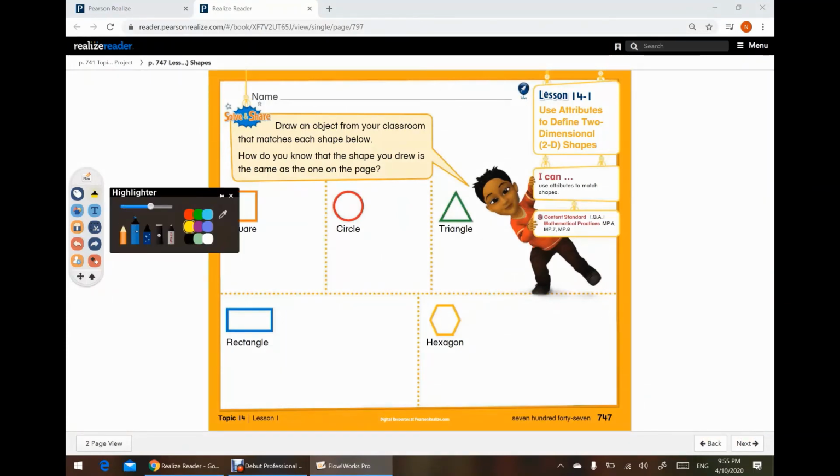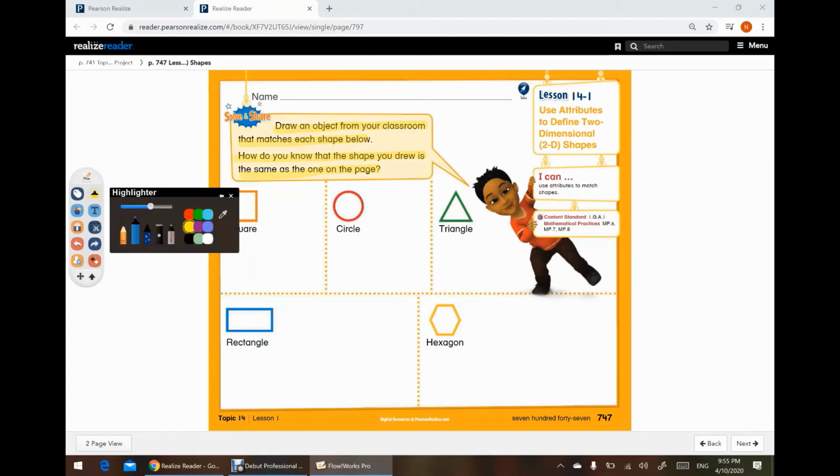Now, let's start. I will read. Draw an object from your classroom that matches each shape below. How do you know that the shape you drew is the same as the one on the page? Come on, kids, can you tell me? Now, as we are not in the school, I want you to draw an object from your home. Look around and tell me something which is like a square, or something like a circle, or a triangle, rectangle, and hexagon.